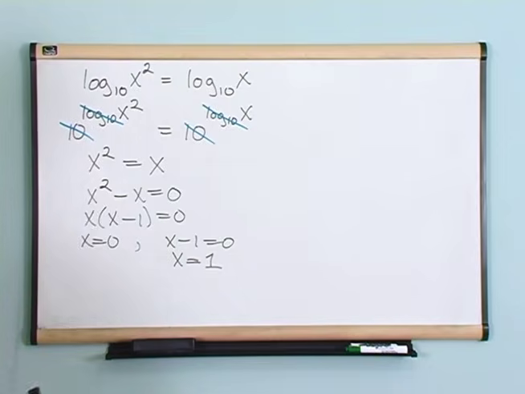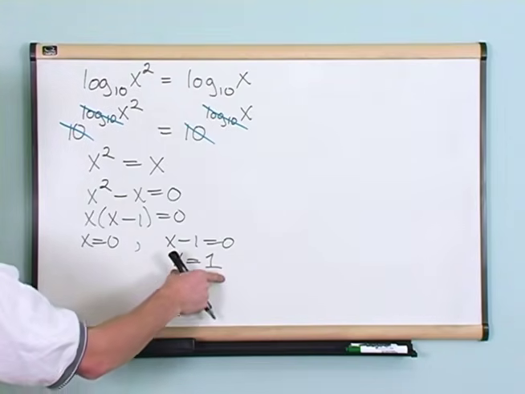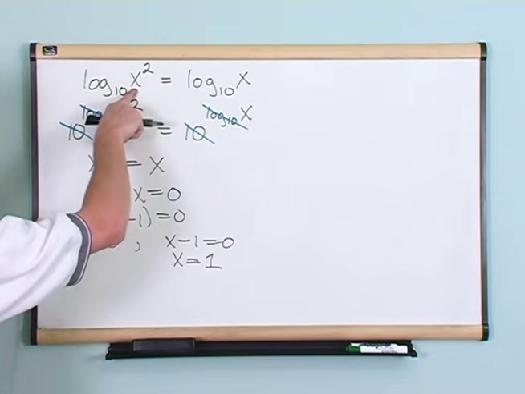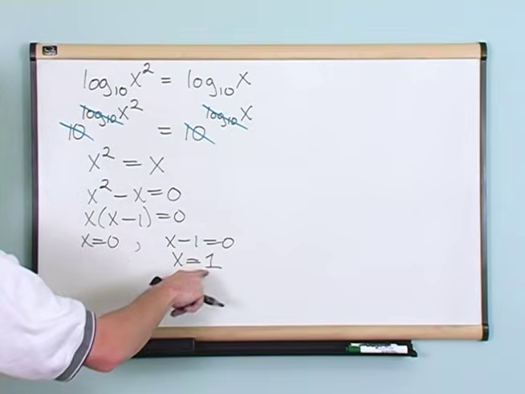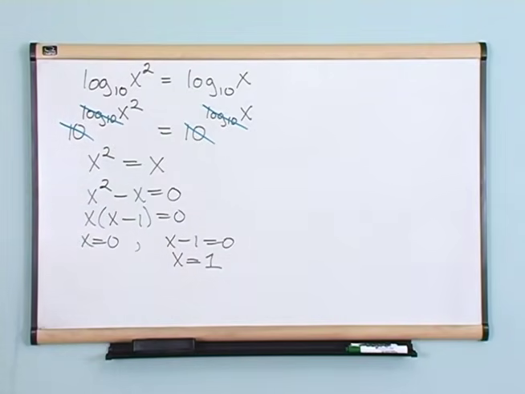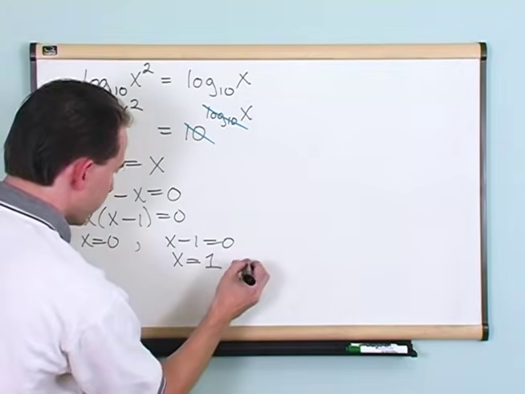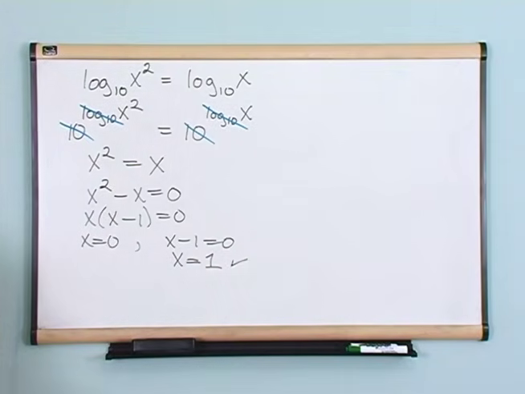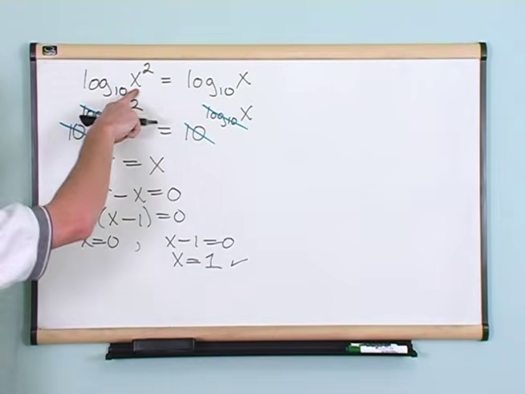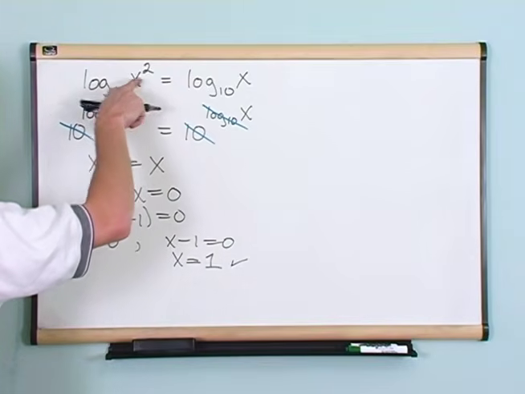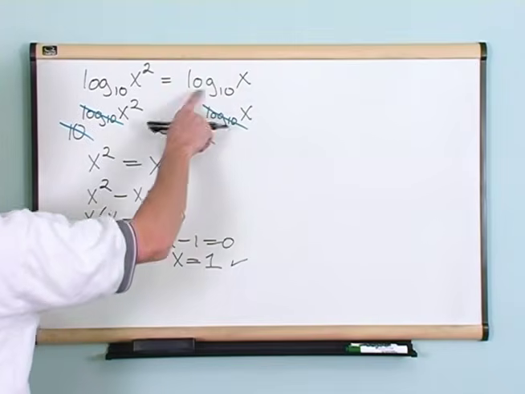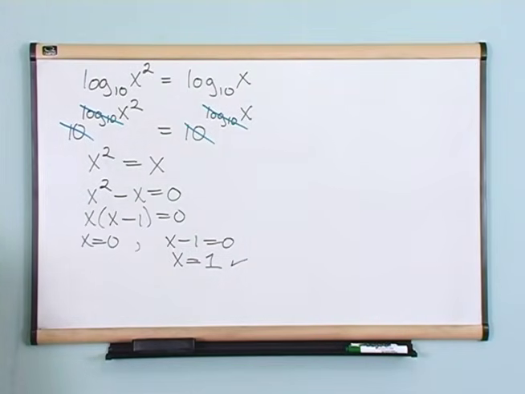Now, we have two solutions here, and you should always check to see if they make sense. Here's one solution, x is equal to 1. If I put x equal to 1 here, 1 squared is 1, so I'll have log of 1 over here. If I put 1 over here, again, I'll have log of 1. So that makes sense, so x equal 1 is a solution. Now let's check this one. At first glance, this looks like it's perfectly fine. If I put x equal to 0 here, it'd be log of 0, and if I put x equal to 0 over here, I'd also have log of 0. So it looks like that would work.